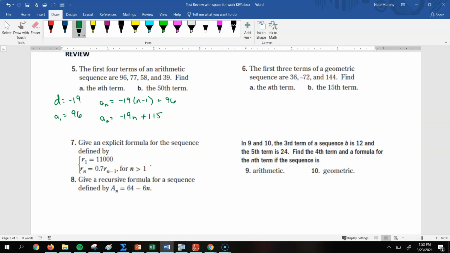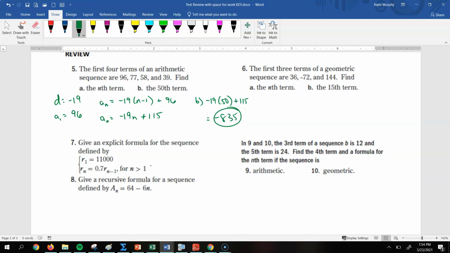Now the second part, part B, says find the 50th term. We would just take negative 19 times 50 and add 115. So negative 19, multiply that times 50, add 115, and I get negative 835. So that would be your answer for 5B.